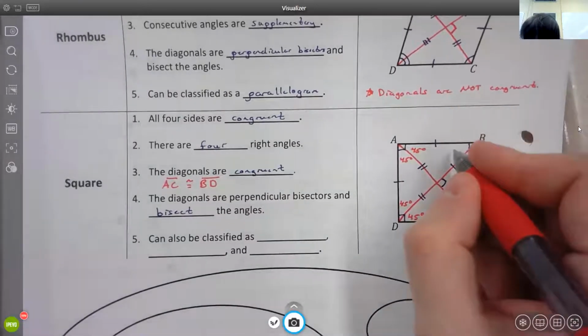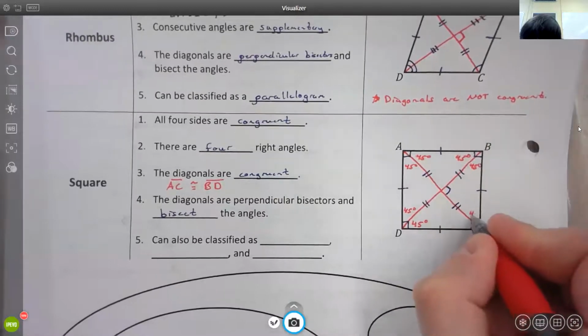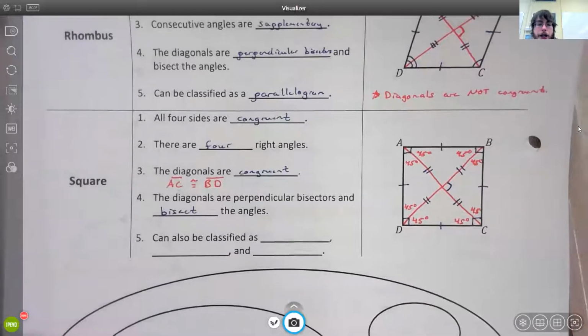Now, it's good to have these written down or draw out these pictures. Just make sure that you can identify these properties.